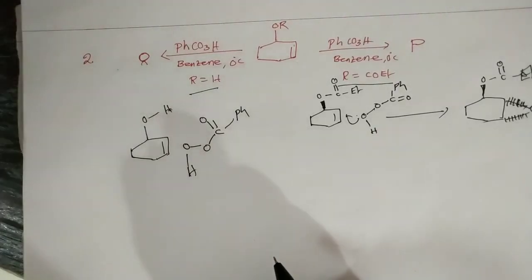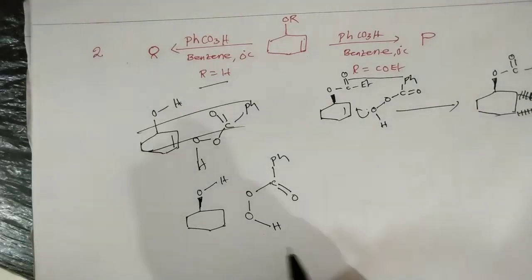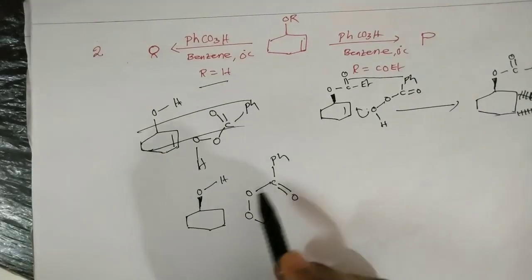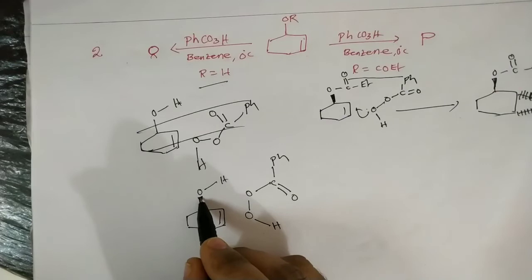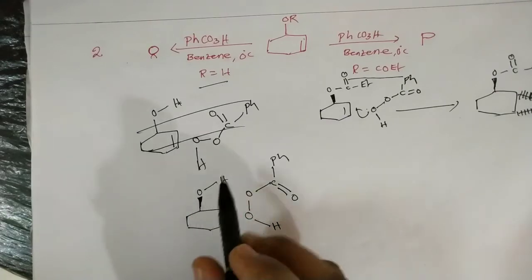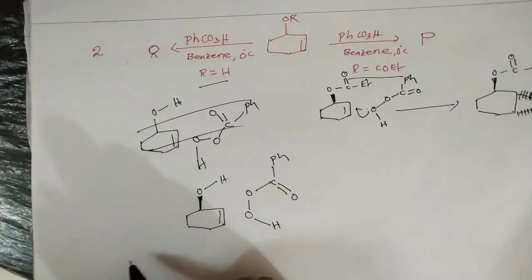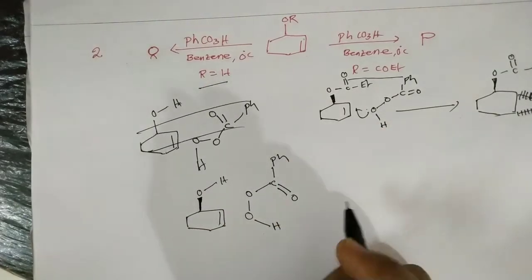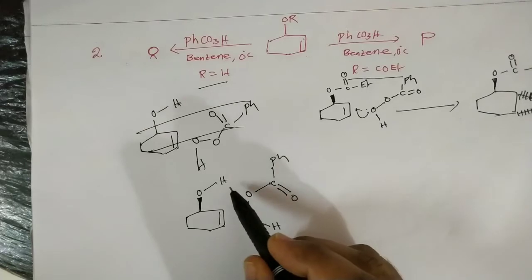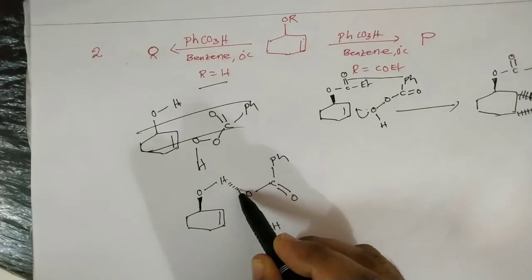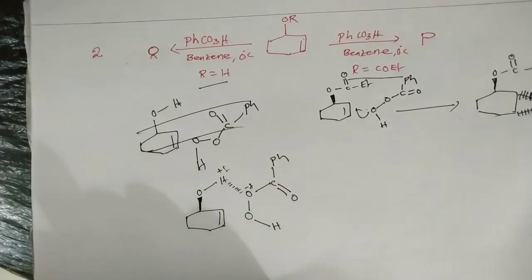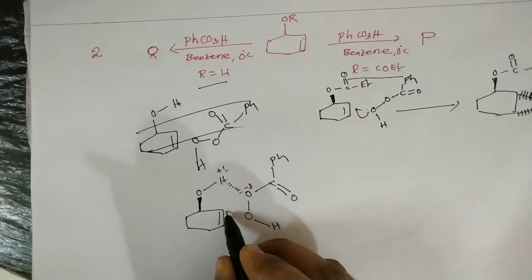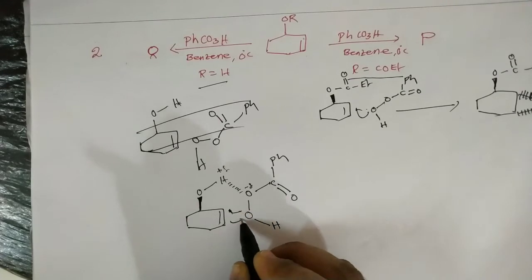First of all, in this case this peracid approaches the compound from the same plane, that means above the plane. Here the OH is present above the plane, so this peracid also approaches from above the plane. The main reason is hydrogen bonding interactions, a partial positive charge and a partial negative charge, because of which it approaches the same plane. So the epoxide formation is from the same plane actually.